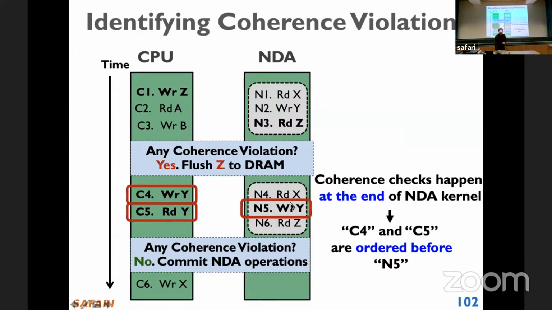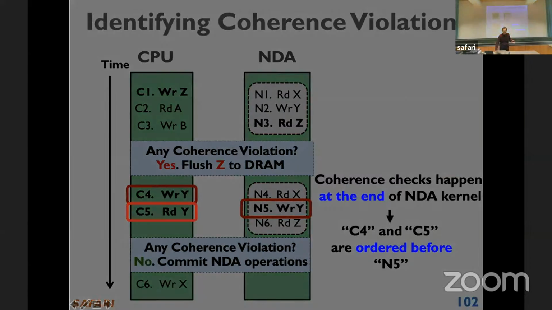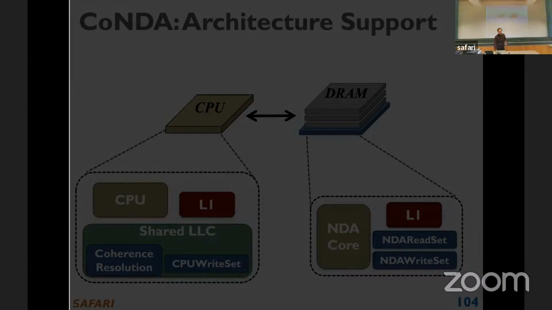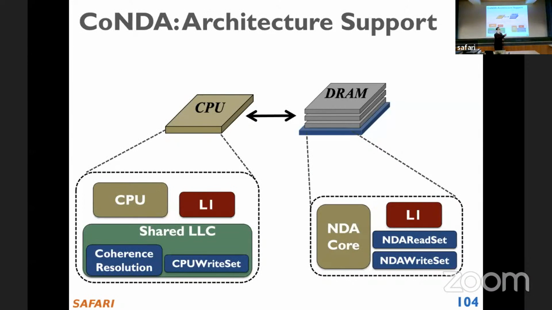You need to think about it a little bit. This write doesn't necessarily conflict with this write because there's no reading of the data that happened in the NDA. So NDA did not really use the data wrongly. At this point, you commit the NDA operation, so you need to actually merge the data. And C4 and C5 are assumed to be ordered before N5 over here. Okay, so you need to think about how to make it work. There's architecture support that's needed over here that I will not talk a whole lot about. You can read the, yes, please.